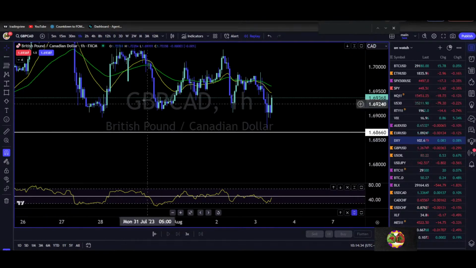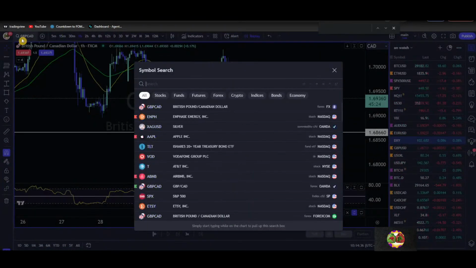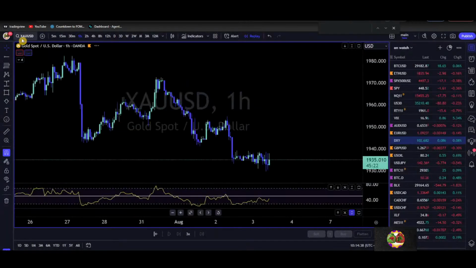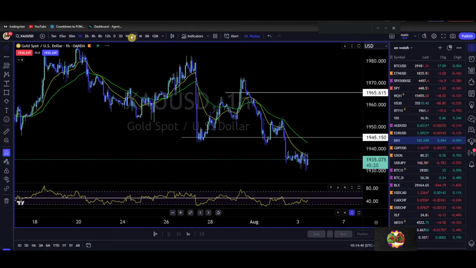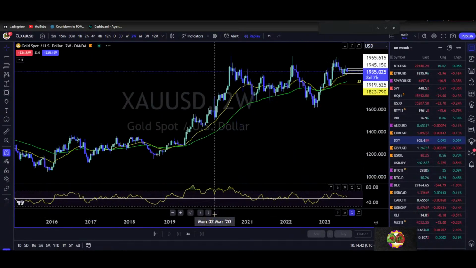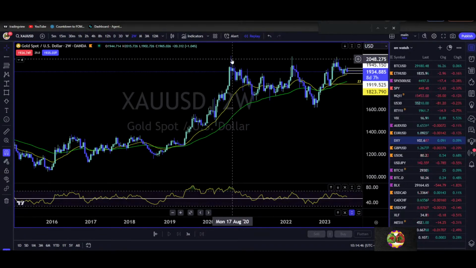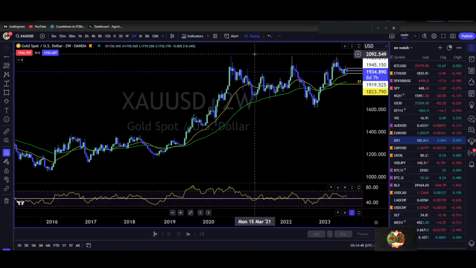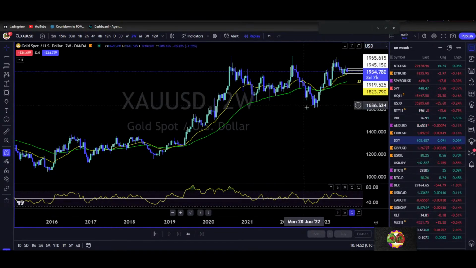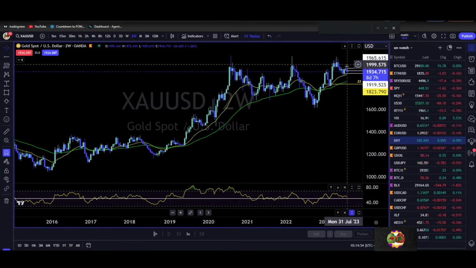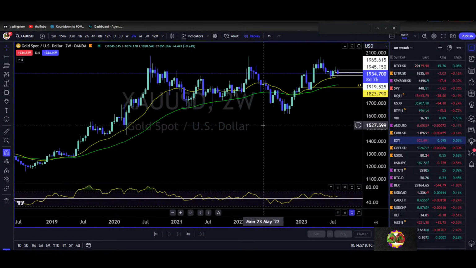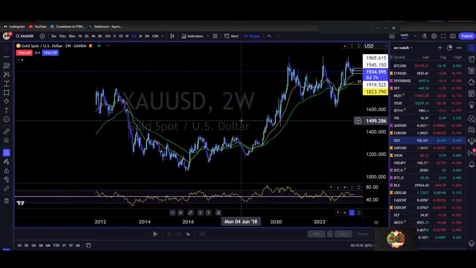What do you see on gold? It's the same as silver. I mean, gold's at highs. See there? This is an all-time high on gold. Was an all-time high on gold, or still is an all-time high on gold. So you're trading at all-time highs. If the market takes a dump, gold will too.